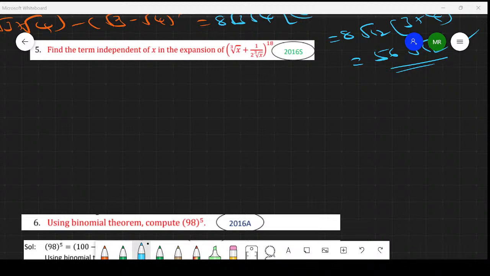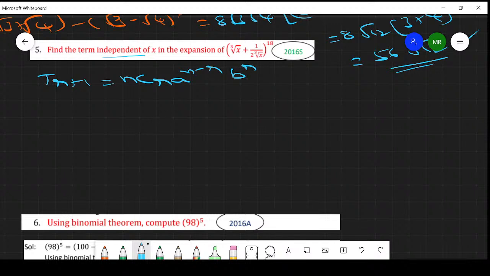Now you can see now. Find the term independent of x in the expansion of cube root x plus 1 by 2 into cube root of x whole power 18. They are given like this. Now independent of x, they are asking whenever independent of x or coefficient, take general term. You write T R plus 1. T R plus 1 equal to nCr a power n minus r b power r.